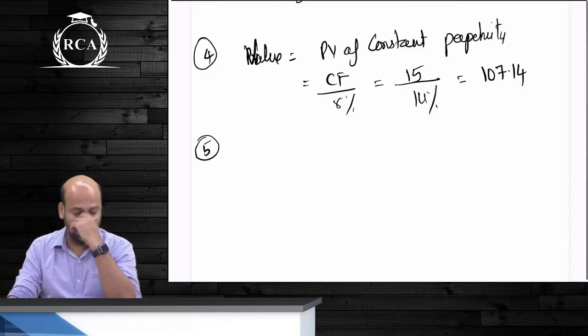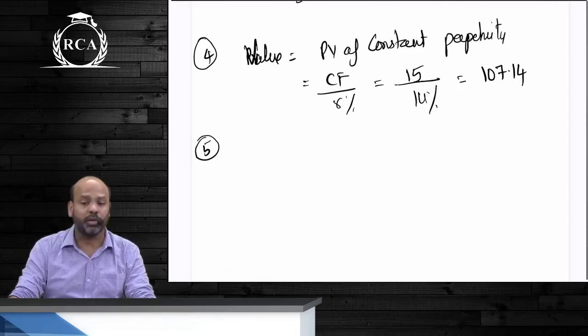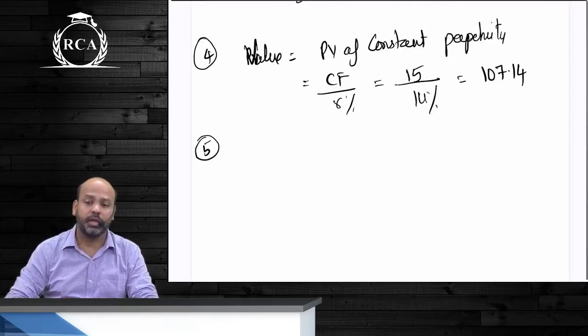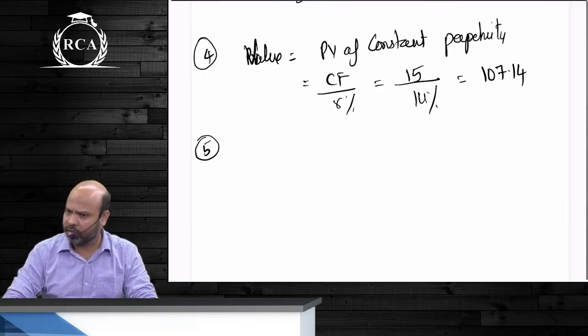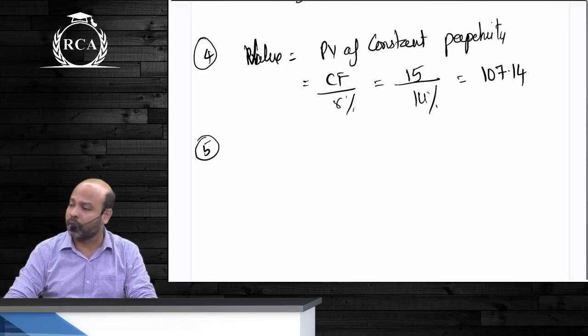It is expected to grow at a rate of 9% every year. Required return R is 16%. Compute the present value.